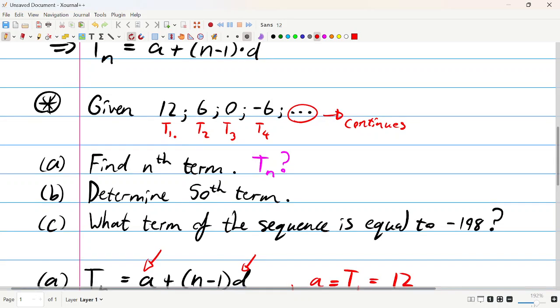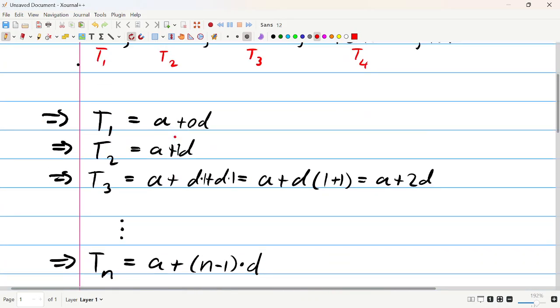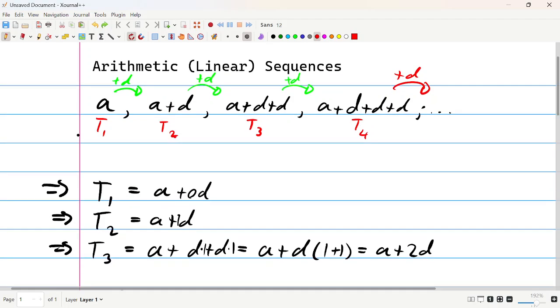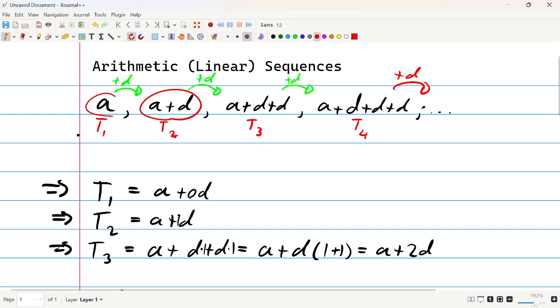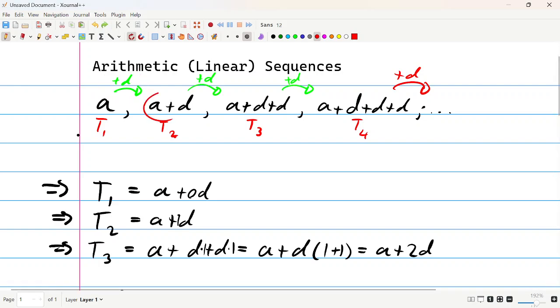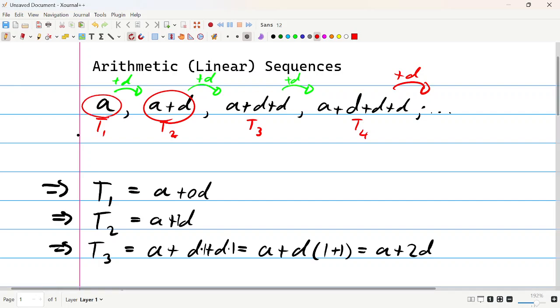What did we do for the derivation here? We had to just add D every single time. But how do we actually get D? Well, in this case, if we take the second term and we subtract the term before it, notice we'll always get the difference. Because remember, we just want to find what's left. We take this value and we subtract what came before, and we get what's left, which was D.